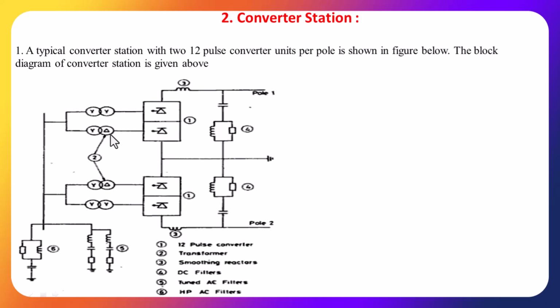These are the transformers. If you observe, one transformer is connected in star-star, and the other transformer is connected in star-delta. These are the AC filters. This is pole 1, this is pole 2. At each pole, we have used one 12 pulse converter at the sending end and one more 12 pulse converter at the receiving end. So finally, we get two 12 pulse converters per pole.